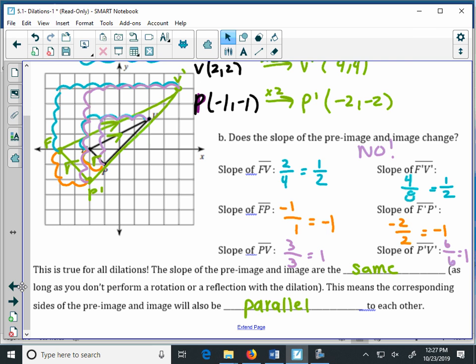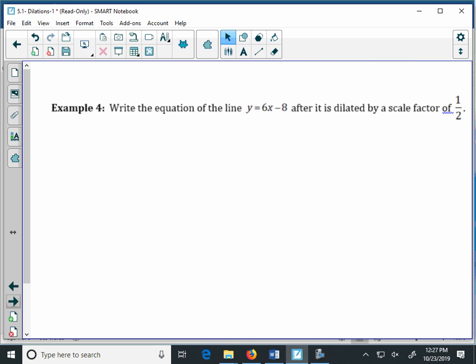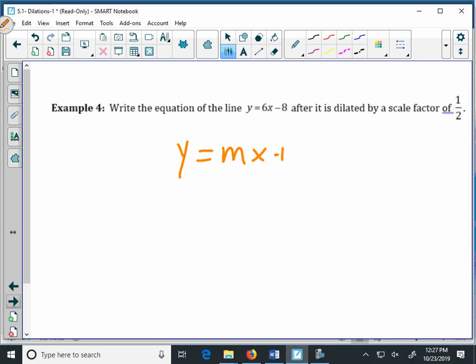That being said, now that we know when we do a dilation, lines are parallel, we're going to write the equation of a line y equals 6x minus 8 after it's been dilated by a scale factor of 1/2. Okay? Well, when we're writing our new equation for this type of problem, when we're dilating lines, we're going to keep it in y equals mx plus b form. We're not given a point, so we can't really use point slope form. So we're just going to keep it in y equals mx plus b form.